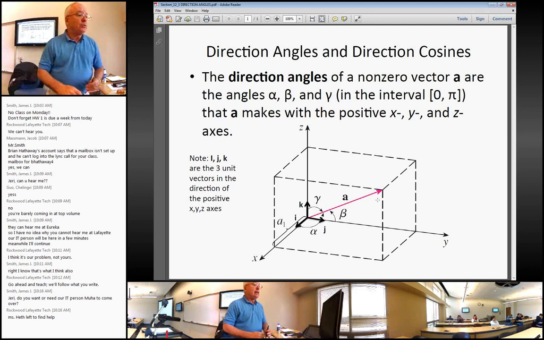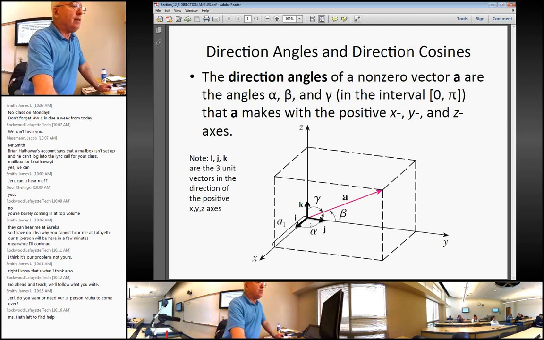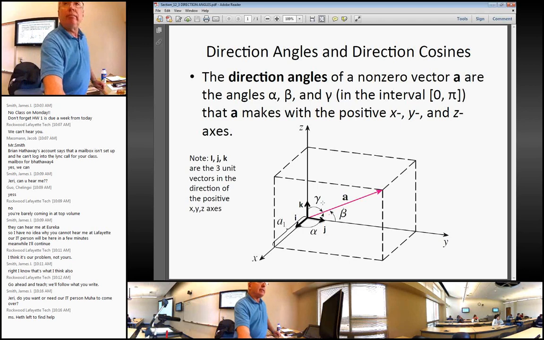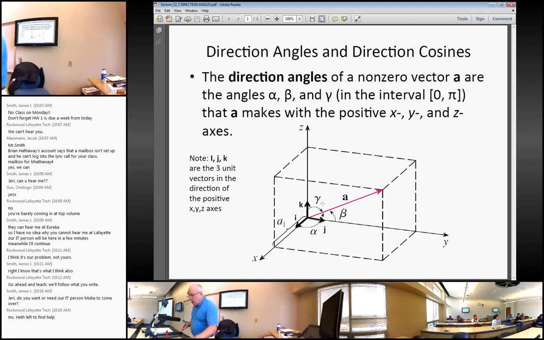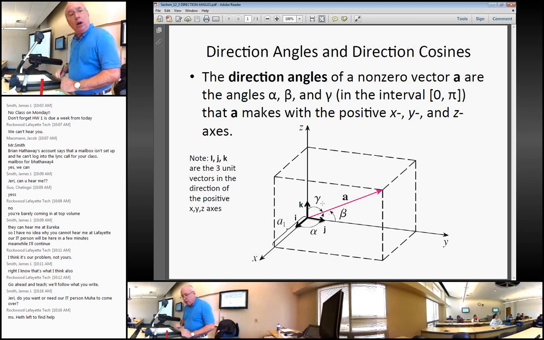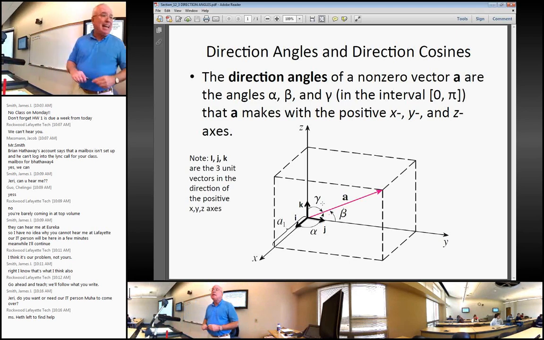And let's call those angles, let's see, what do we have here? We're saying that the angle with the i vector is called alpha. The angle with the j vector is called beta. And then the angle it makes with the k vector is called gamma. All right? And those are called direction angles.